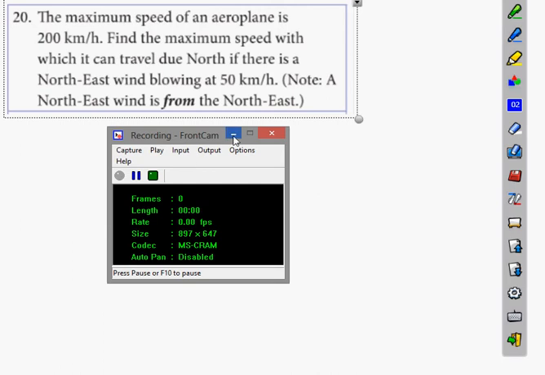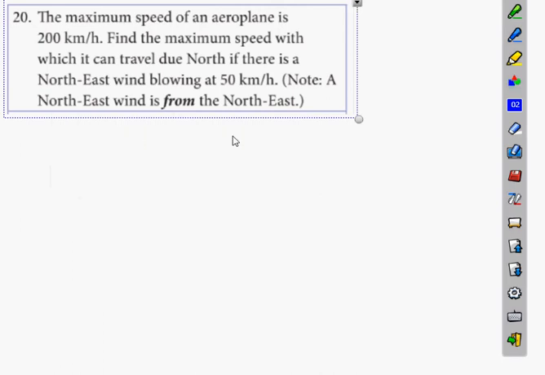Question 20. The maximum speed of an aeroplane is 200 kilometers per hour. We're assuming that's in still air, because the wind determines your max speed, so you can't say for definite that your max speed is 200 unless you're talking about still air. So straight away your language would be VPA, the velocity of the plane in still air, is 200.